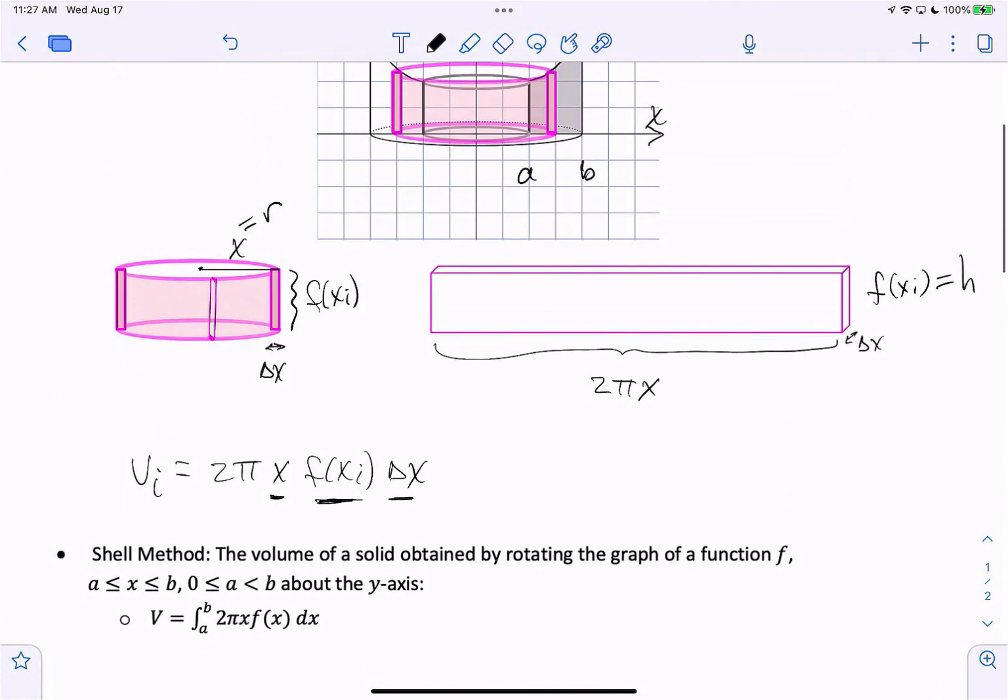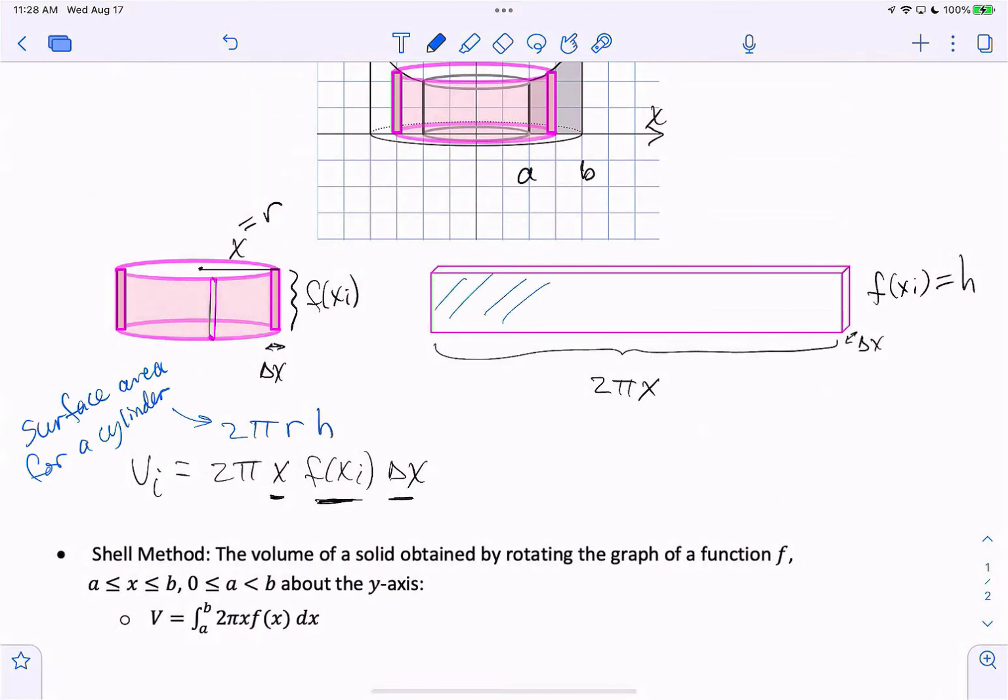This formula is really based on 2 pi RH, which is the surface area for a cylinder. So that's the area of, say, the face of this rectangular solid. And then the rectangular solid has a width of delta x, a thickness. So let's say we have 2 pi RH times the thickness.